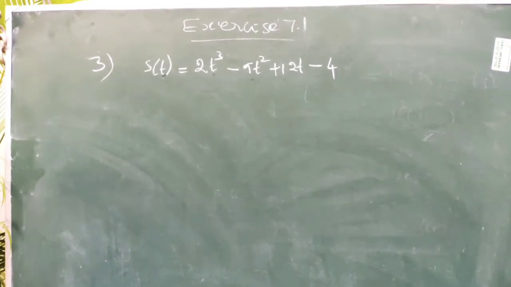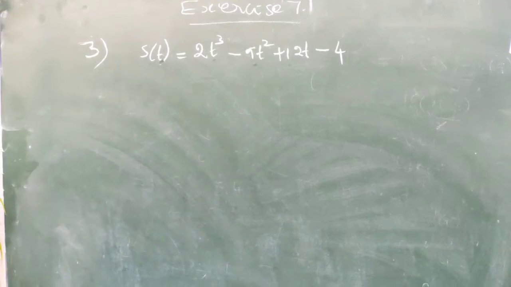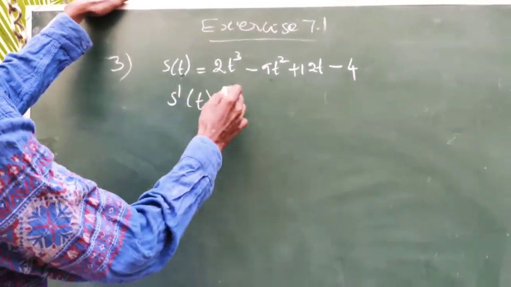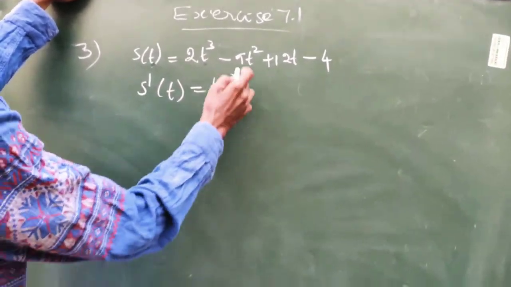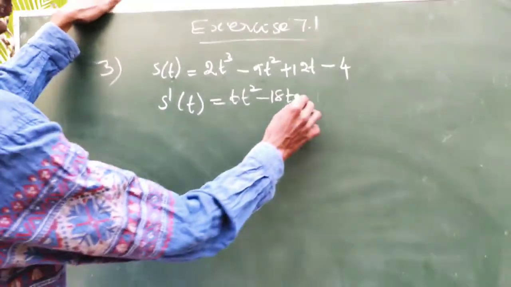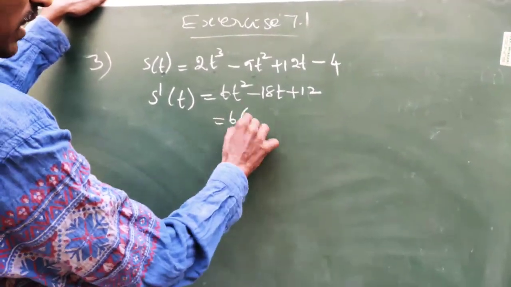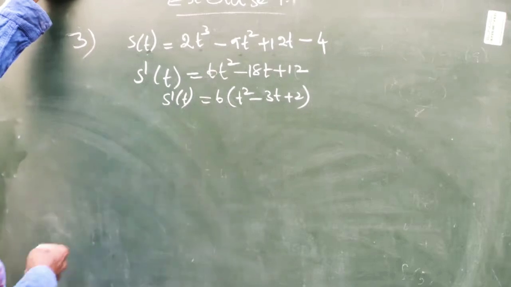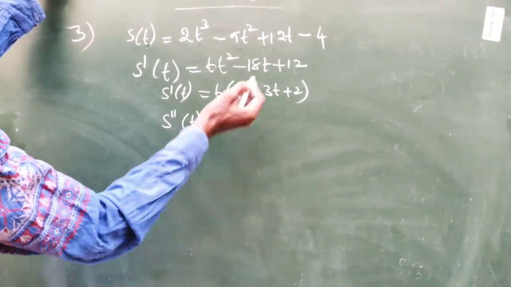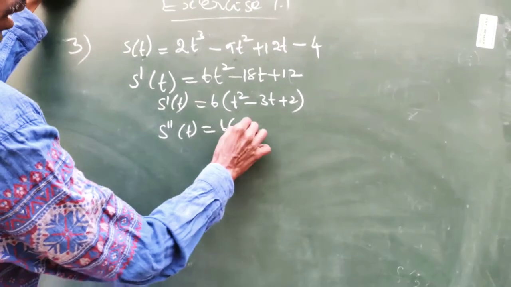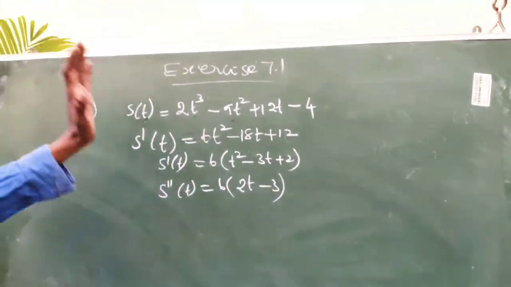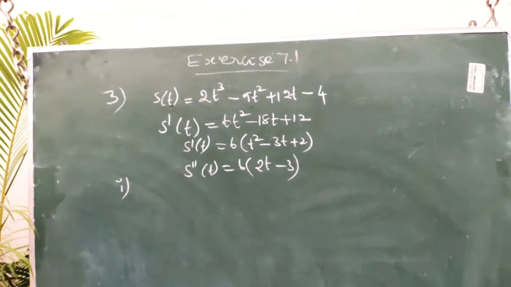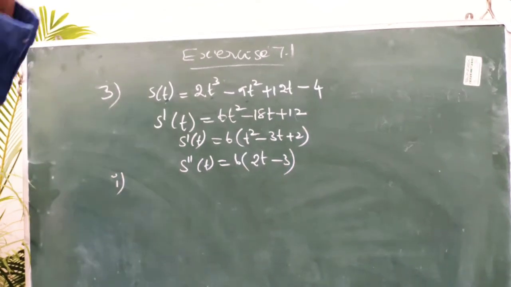So, my dear student, here there are two things involved: the velocity and the acceleration. Velocity is the first derivative, so 6t square minus 18t plus 12. If you want, we can take 6 in common: t square minus 3t plus 2. That is the first derivative. Acceleration we can find from the second derivative: 6 into 2t minus 3. So keep these values.